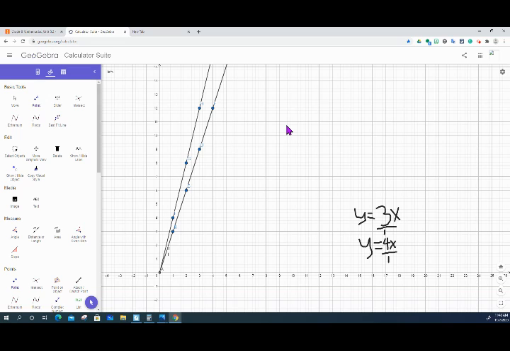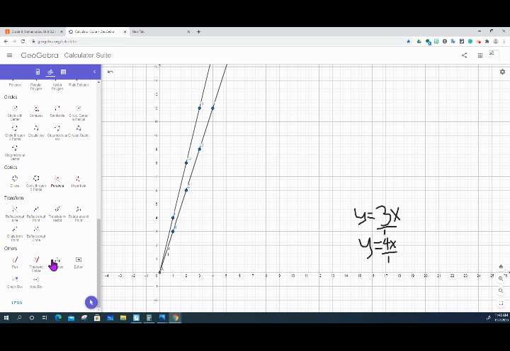So which one is changing faster? When my graph looks like this, and I'm talking about independent and dependent variables, which one determines the other? This is always my x, this is always my y. Like we said last week, the time determined how many inches it grew. In this case, the time determines how many inches. This plant grows at 3 inches every week. This plant grows at 4 inches every week.